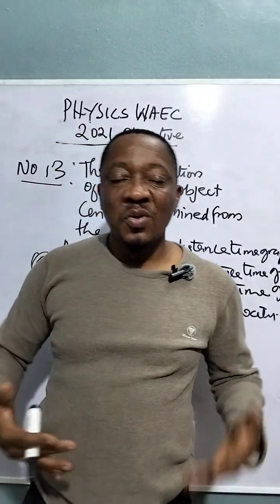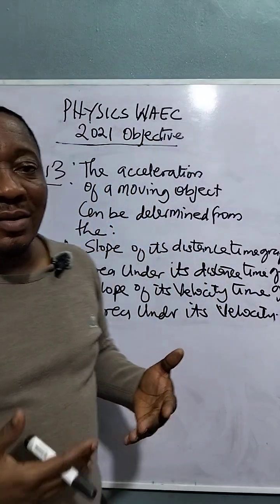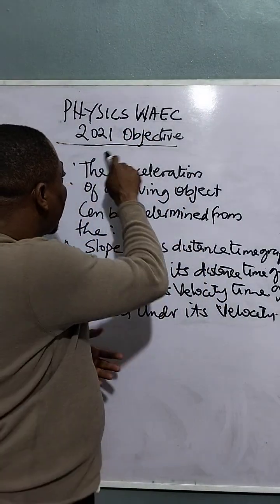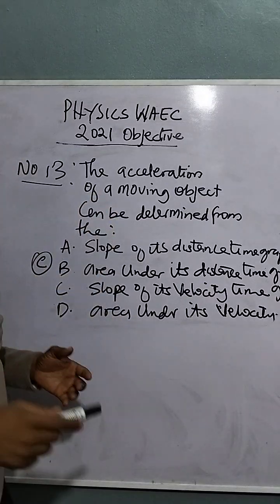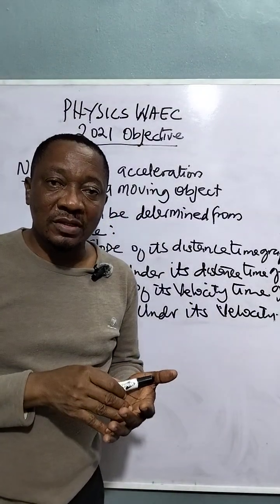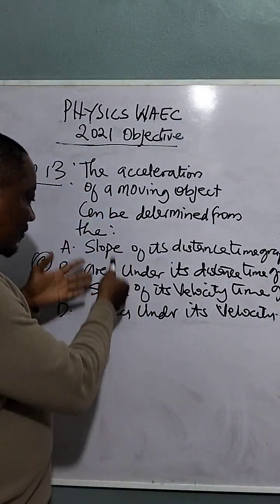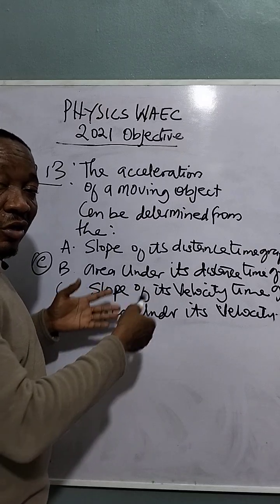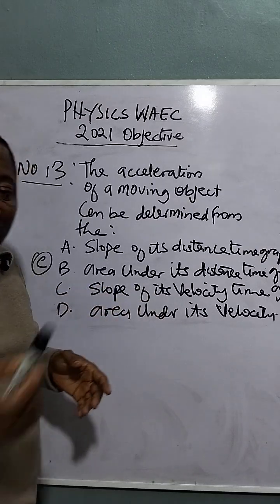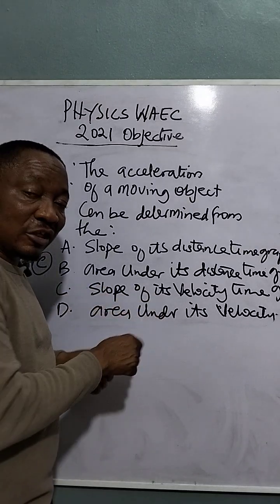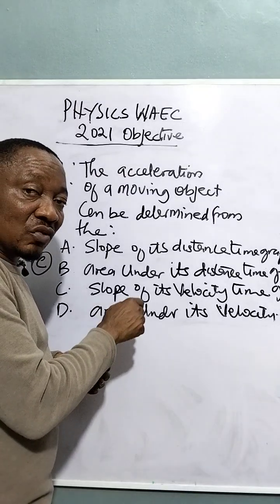In today's lesson, we are going to dive into WAEC past questions, objective 2021, number 13. This is one of the questions that poses a challenge to students because of the objective options, and students were confused and unable to choose the right answer. So that's why I brought it to this platform to let you understand the right answer to this particular question.